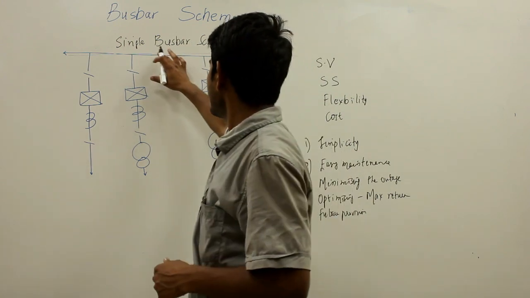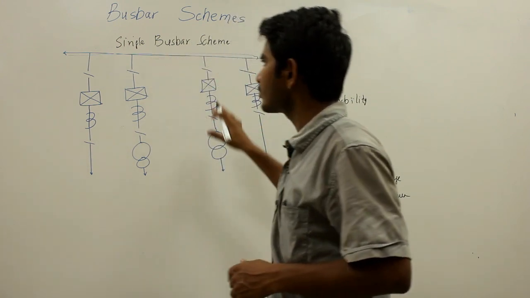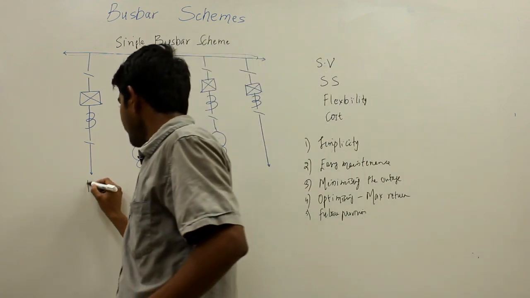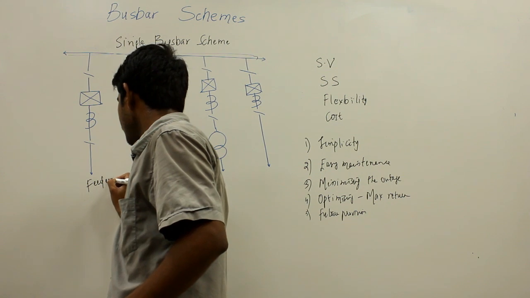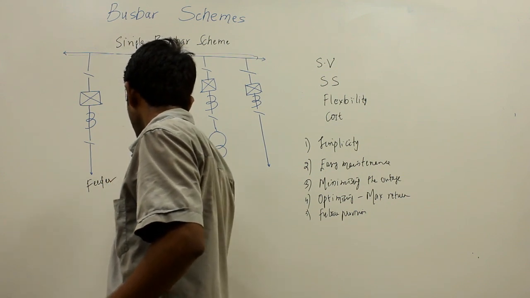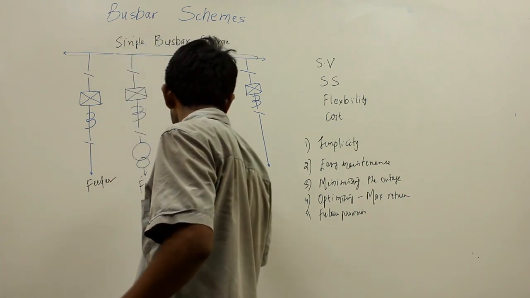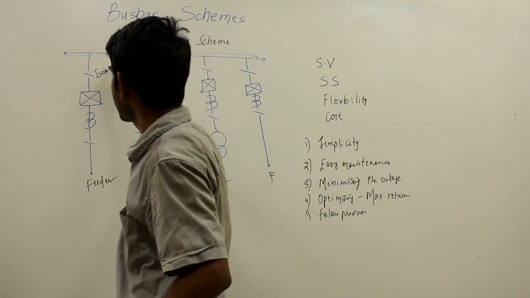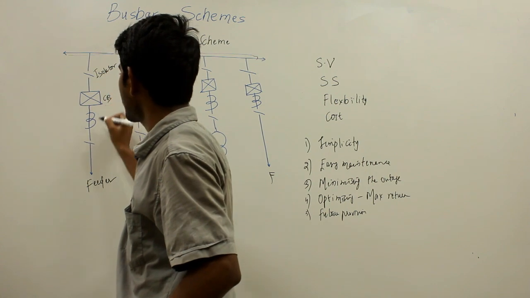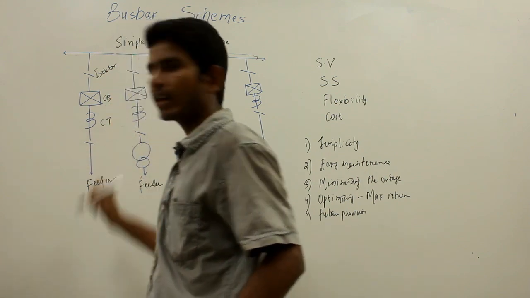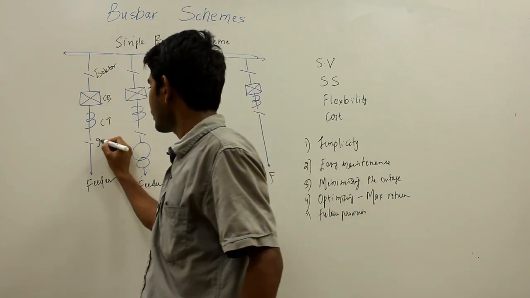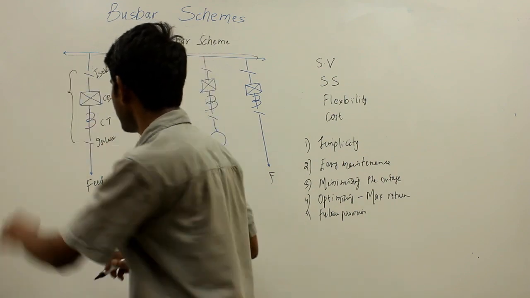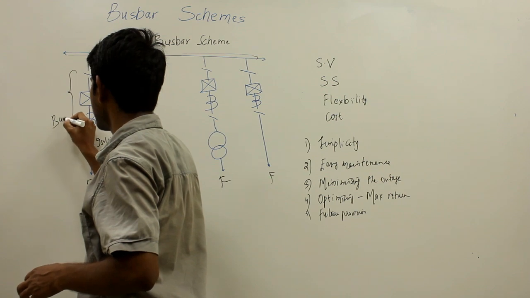Now going with a single busbar scheme, in a single busbar scheme, the transformer and the feeder circuits are connected to a single busbar. So these are all going to your feeders. So here you are having an isolator, this is the circuit breaker, and here it is your current transformer, and here you are having isolator, and this whole equipment is called as bay.